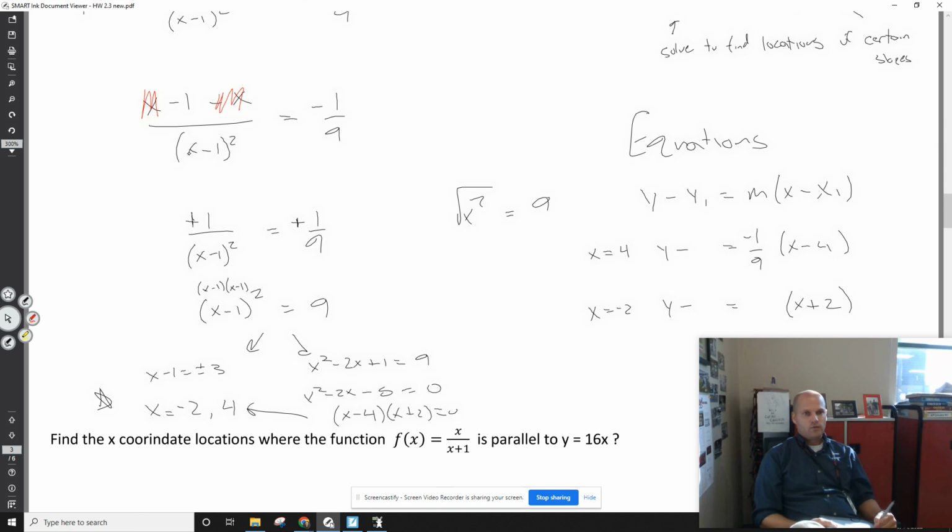Plug in 4. 4 minus 1 is 3. 3 squared is 9. Negative 1 over 9. Plug in negative 2. Negative 2 minus 1, negative 3 squared, 9. So we know the slopes have to be negative 1/9.